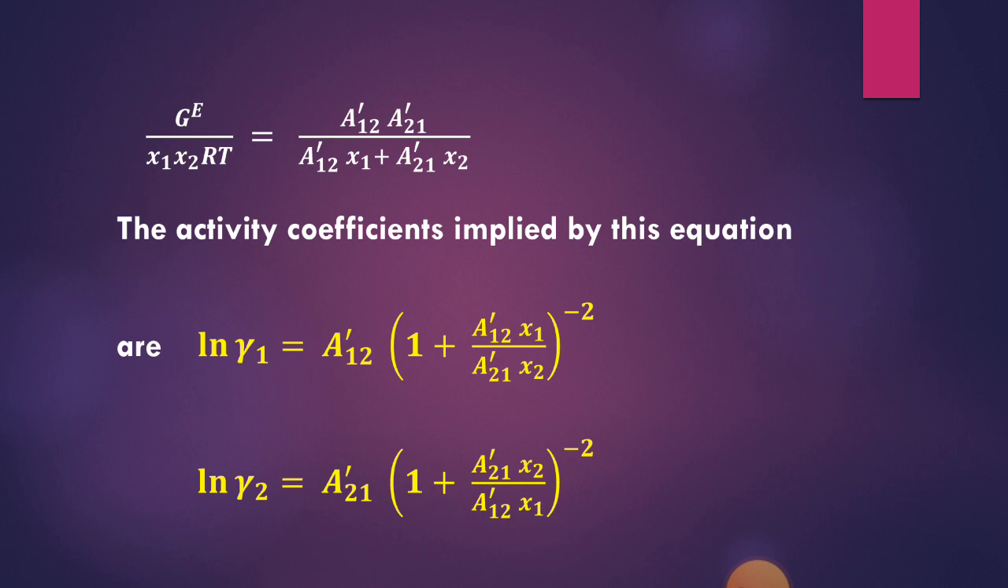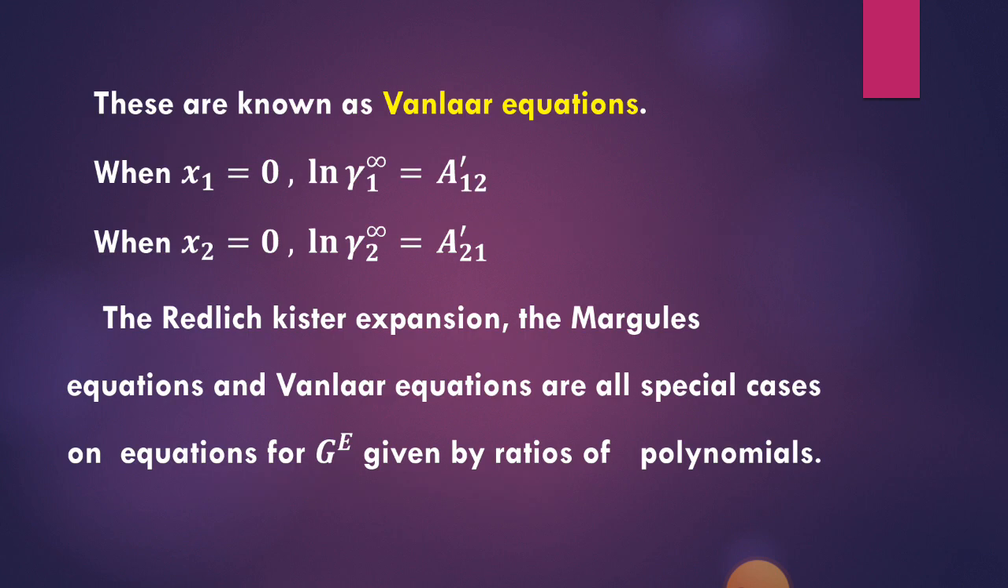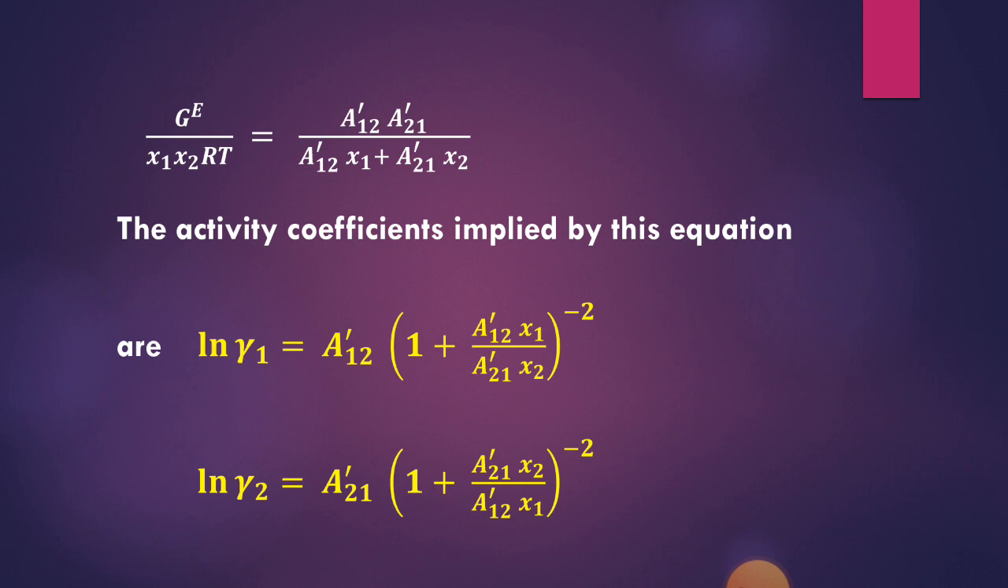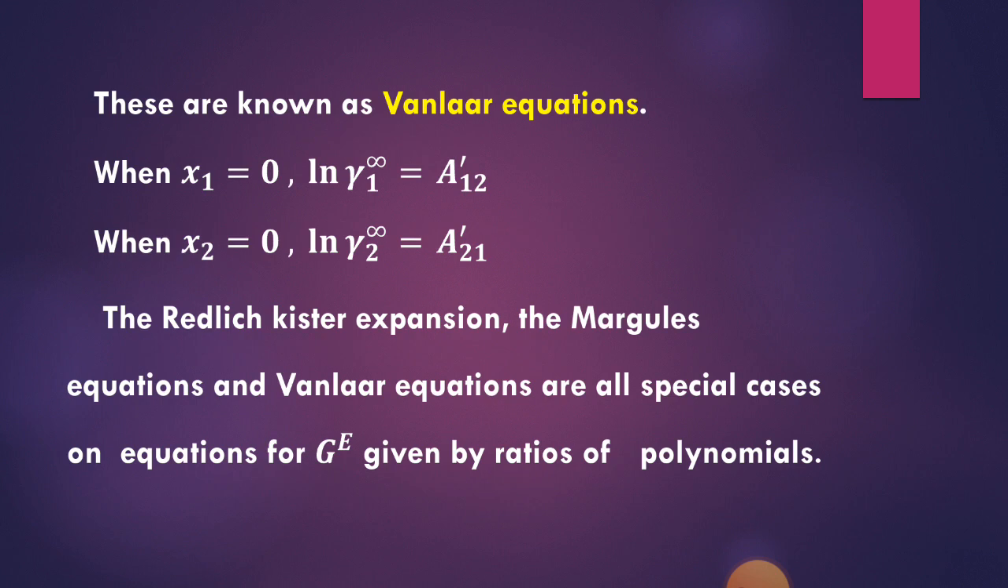Similarly, ln gamma 2 is A21 prime into 1 plus A21 prime x2 by A12 prime x1 to the power of minus 2. So these equations are known as Van Laar equations. Based on these Van Laar equations, we will get different problems. When x1 becomes 0, ln gamma 1 at infinite dilution becomes equal to A12 prime. When x2 is equal to 0, ln gamma 2 at infinite dilution is equal to A21 prime.